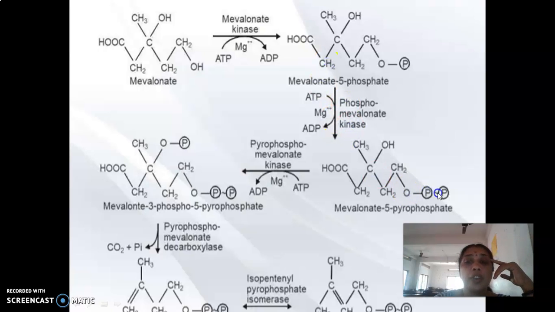So the second molecule of phosphate also will be attached. In the third step, the third phosphate is attached, but there the phosphate is attached onto this OH. In the beta position, or the third position, we had an OH. So the H is replaced with the third phosphate group. This is mevalonate 5-pyrophosphate. It is known as pyrophosphomevalonate kinase, converting the mevalonate 5-pyrophosphate to mevalonate 3-phospho 5-pyrophosphate.